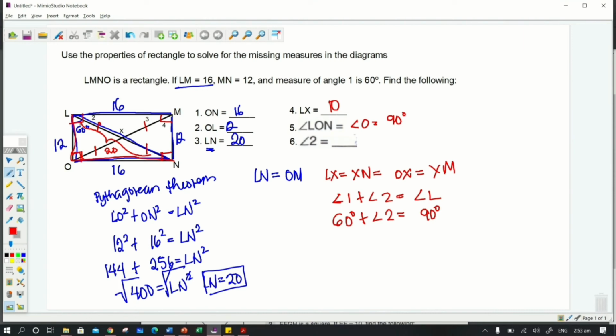Remember, angle L is 90 degrees. So, apply natin yung subtraction property. So, magsusubtract tayo both sides of the equation by negative 60. So, this is cancelled out. Then, we have angle 2 is equal to 90 plus negative 60. The answer is 30 degrees. Okay? So, ang sukat ng angle 2 is only 30 degrees.